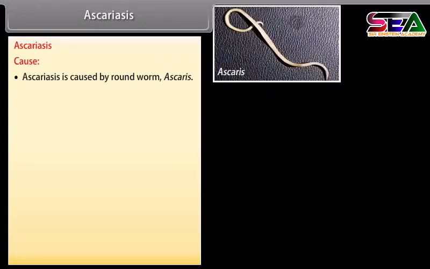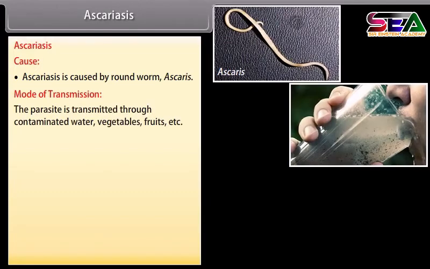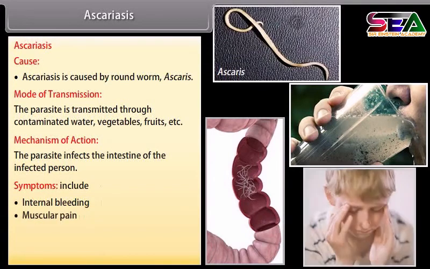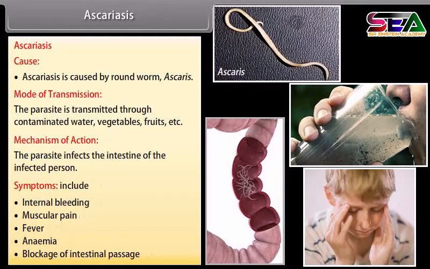Ascariasis. Cause. Ascariasis is caused by round worm Ascaris. Mode of transmission. The parasite is transmitted through contaminated water, vegetables, fruits, etc. Mechanism of action. The parasite infects the intestine of the infected person. Symptoms include internal bleeding, muscular pain, fever, anemia, blockage of intestinal passage.